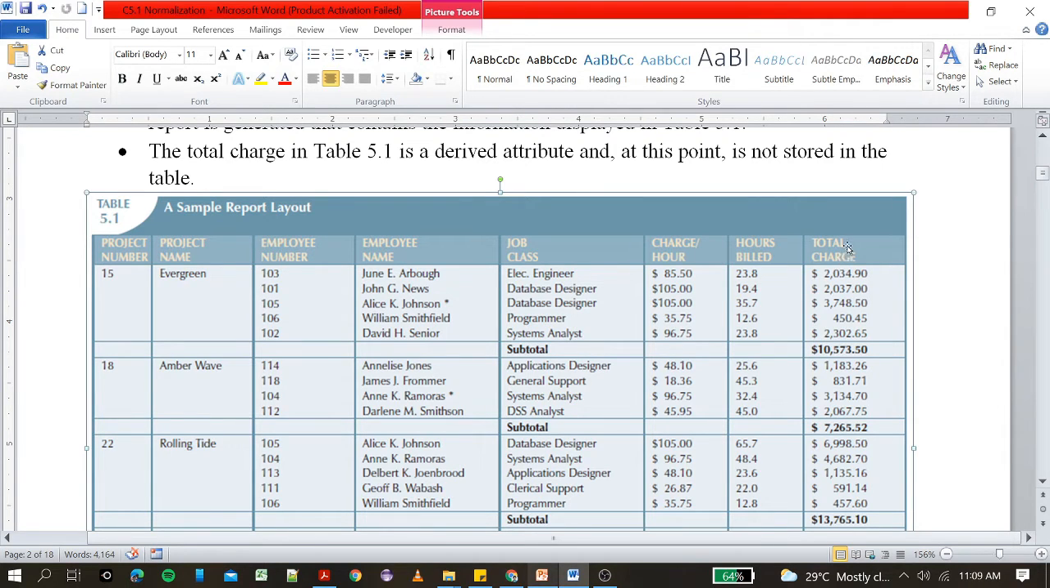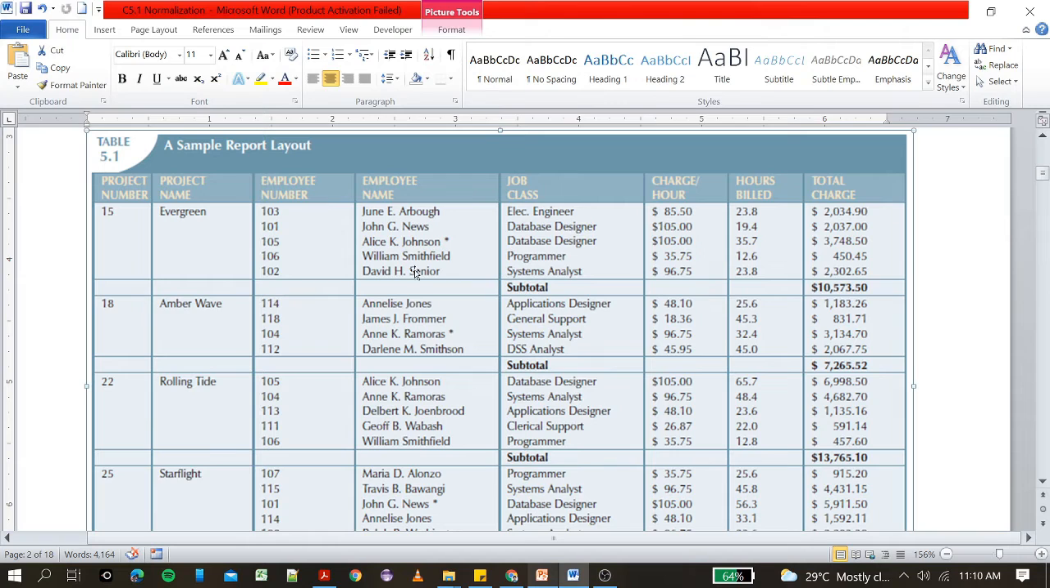So, nakukompute ito base sa hours billed multiplied by the charge per hour. So, kung ilang oras sila nagtrabaho, i-multiply sa rate nila per hour. So, ito yun. Parang example is 23.8 multiplied by 85.50. And the result will be the total charge. Okay? So, this is the sample report layout na pinoproduce ng company na yun. So, as you can see here, so we have the project number and we have the project name Evergreen.